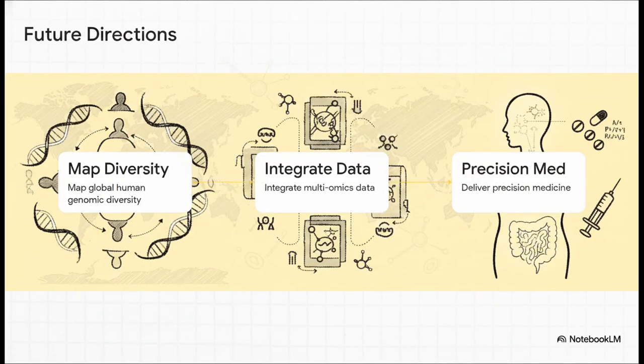These tools are actively paving the way for our immediate future. We are currently mapping global human genomic diversity to truly understand our collective gene pool. We're integrating this with multi-omics data, looking at everything from DNA to proteins, to get a complete biological picture. The ultimate endgame here, delivering precision medicine based entirely on population genetics. We're talking about healthcare completely tailored to your exact evolutionary history.